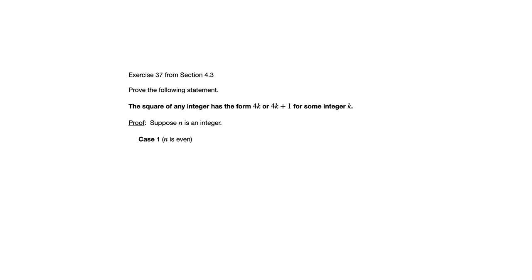So what we do is we just say case one, n is even. And now we're going to make our argument for even integers. And that'll get us halfway to the result we want, because that will cover those integers, and then we just need something separate for odd integers.